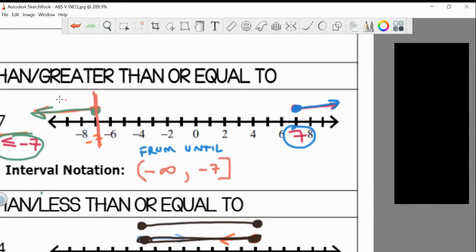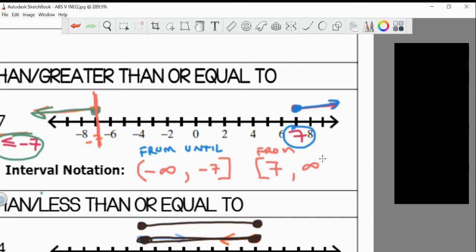Now, that handles this side. We're going to need another interval for this side. So, again, we're going low to high. What is the lowest number? Where do we start? From, this time it's from 7. And what's the highest number? What bracket or parentheses over here?